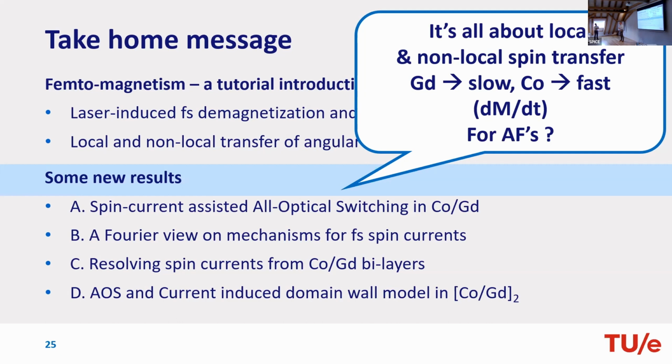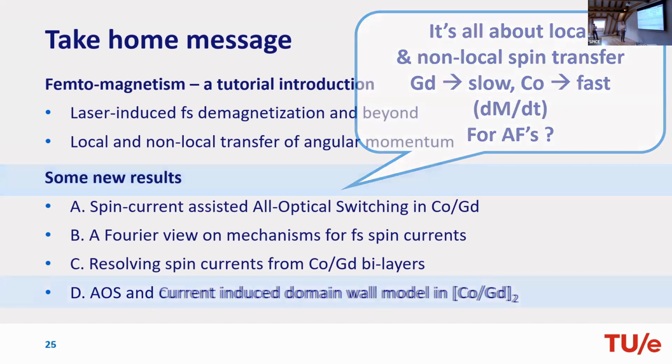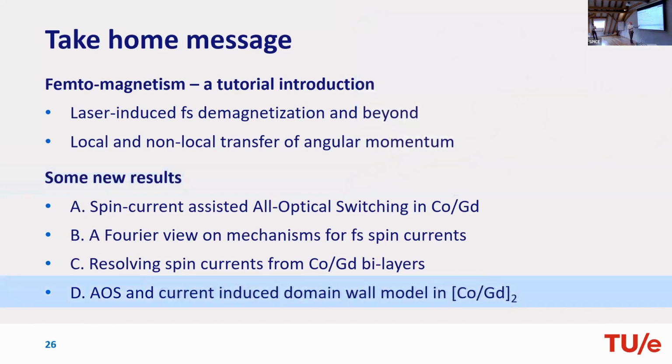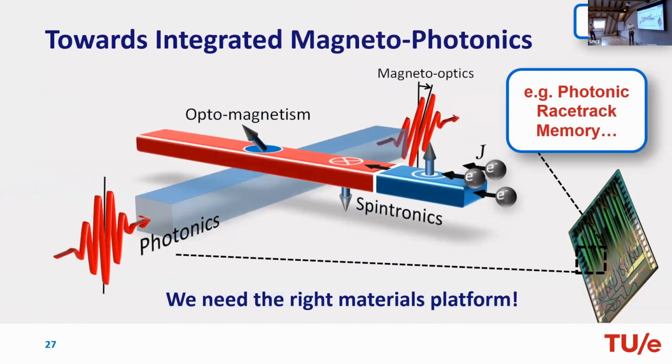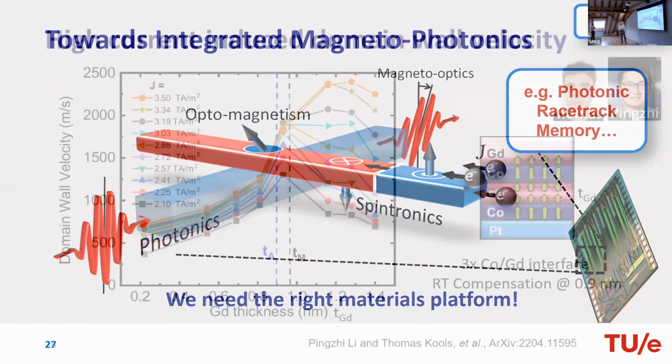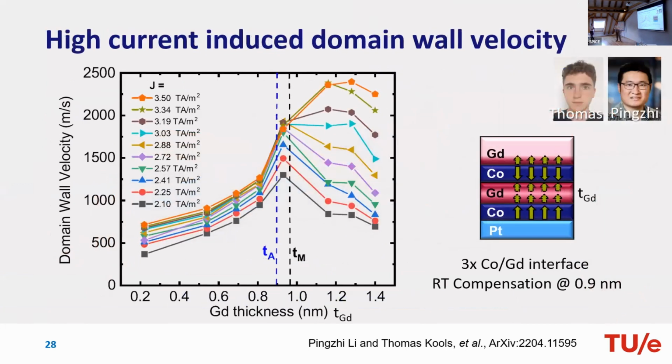Now, if you indulge me, I have 2 more slides to show. Thank you. So the last bit I want to show is all optical switching and current-induced domain motion in this device concept that I introduced at the beginning. So coming back to that one, combination of photonics with spintronics. Now, what do we need to show? I already showed you that we can do high domain wall velocities. So these are in the synthetic ferromagnets.